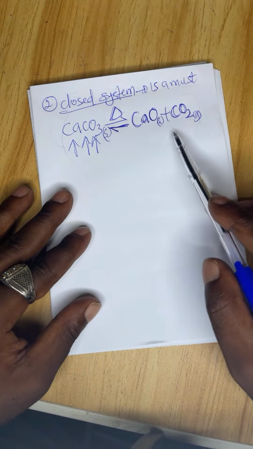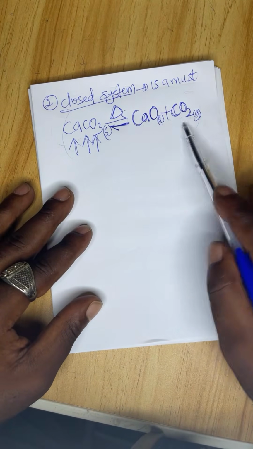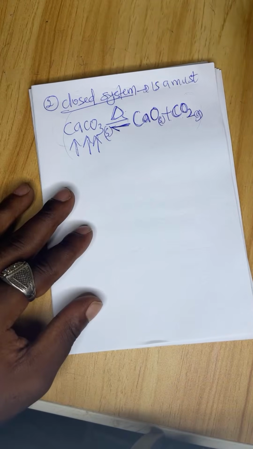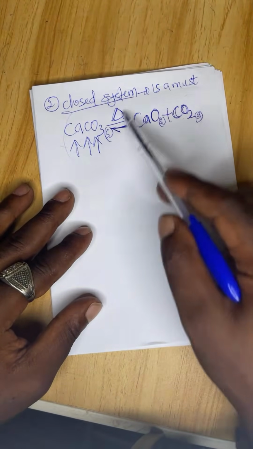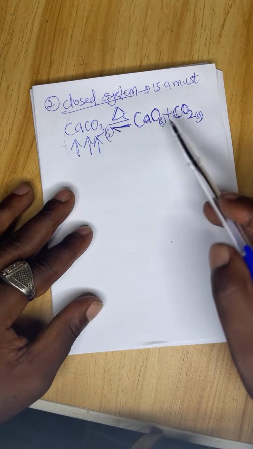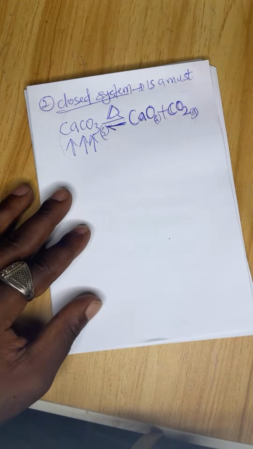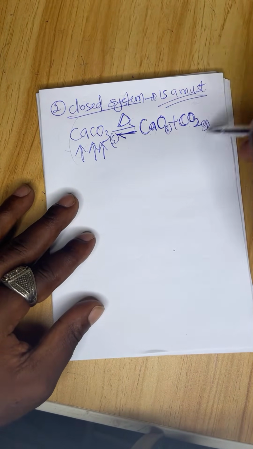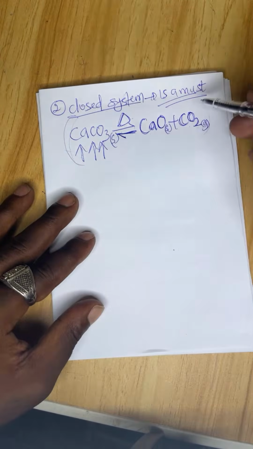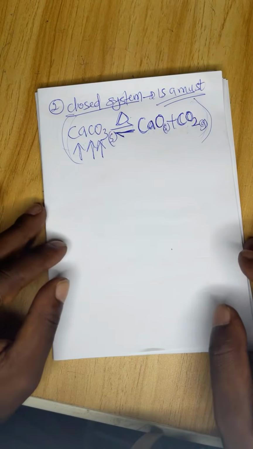Do you get that M stands for matter or mass? Yes. Do you get why it must be in a closed system? Because we already said that for chemical equilibrium, the rate of forward reaction must be equal to the rate of backward reaction. But if you allow CO2 to go, what will combine with CaO to form CaCO3? Do you get why it is a must that it must be in a closed system, such that this CO2 is not allowed to escape?